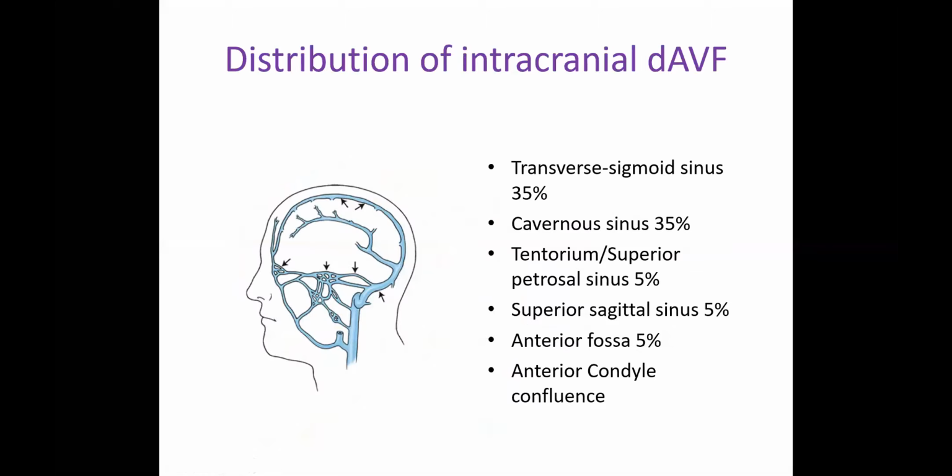Talking about the distribution of intracranial dural AVF, transverse sigmoid sinus is the most common, and then after that the cavernous sinus and others. Very rarely we can see it in the anterior fossa, superior sagittal sinus, and more rare is the torcular confluence.